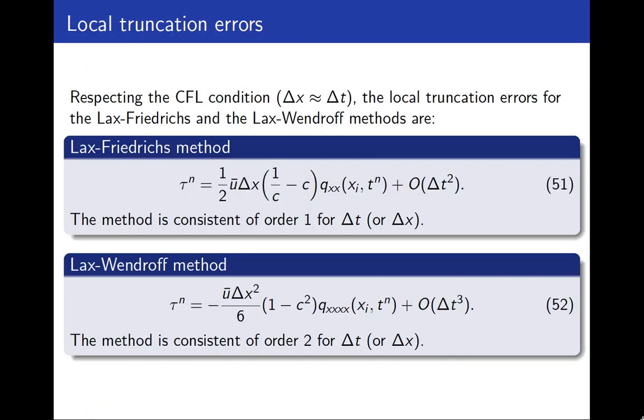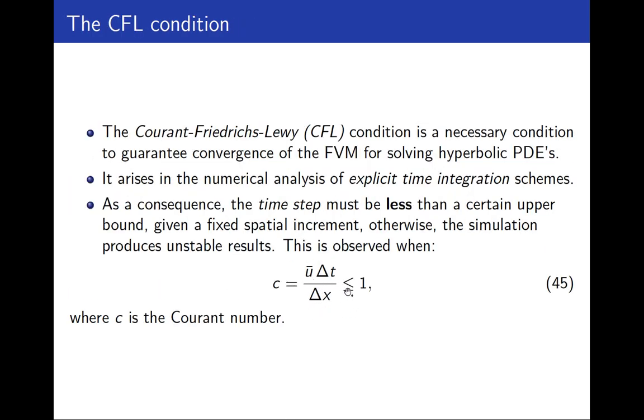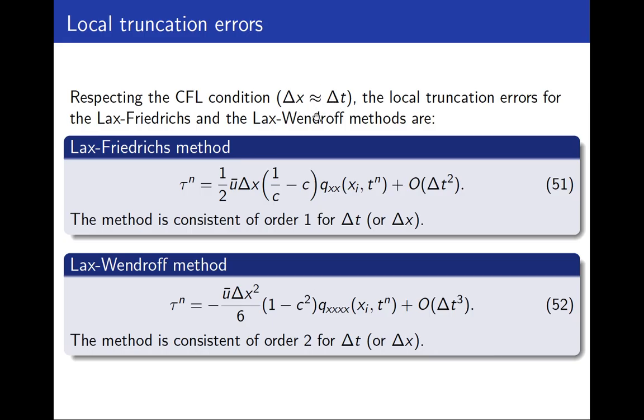Now for the case of the Lax-Friedrichs and Lax-Wendroff methods, in order to obtain the local truncation errors for these methods, we have to respect the CFL condition. That means that the Courant number has to be smaller or equal to 1. So we consider the worst case scenario, where if we assume that the fluid velocity is equal to 1, the value of delta t is similar to the value of delta x. So this is what we consider here.